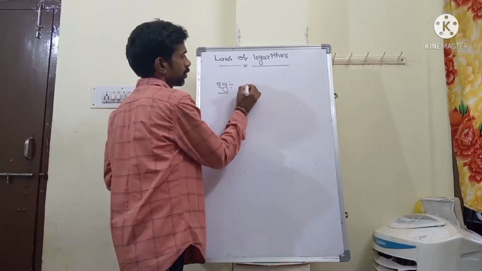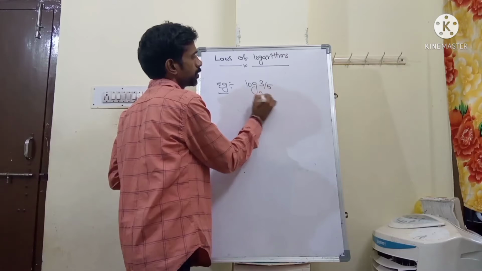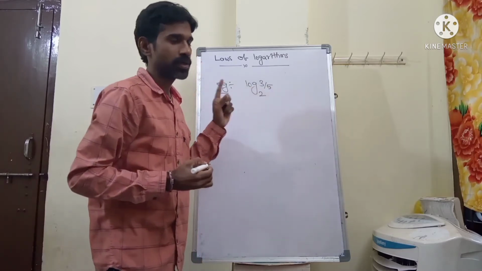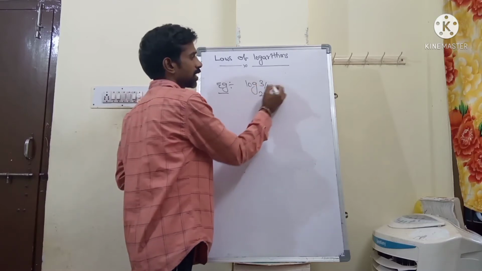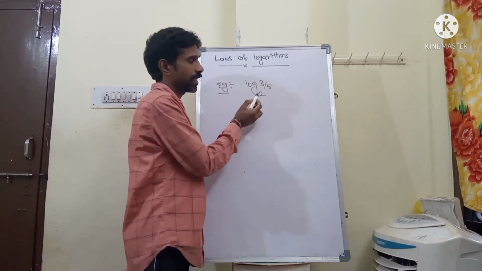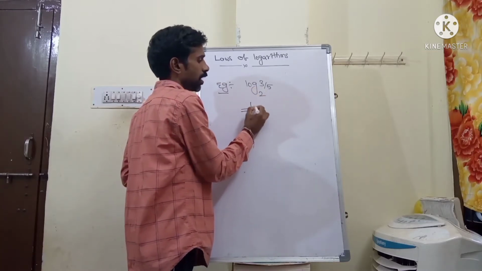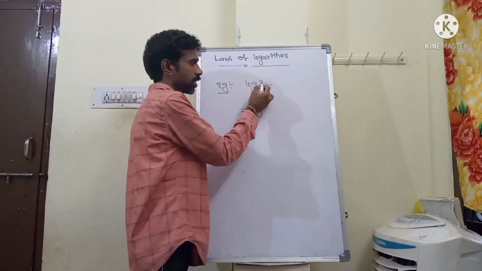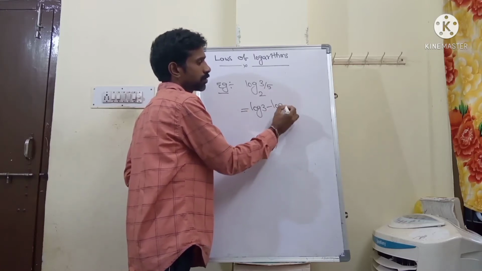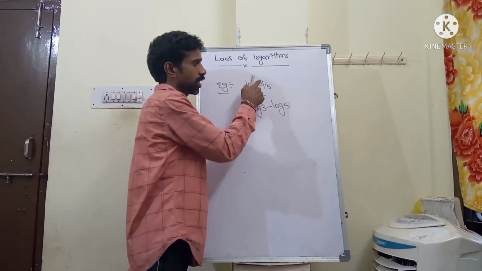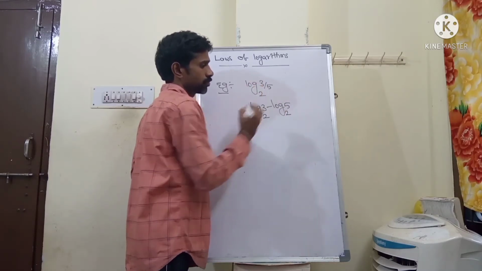Suppose it is given like this: log 3 by 5 base 2. We just have to expand this logarithm. It is like log a by b, where a is 3 and b is 5. So the expansion is log a minus log b, so log 3 minus log 5, with the same base 2.